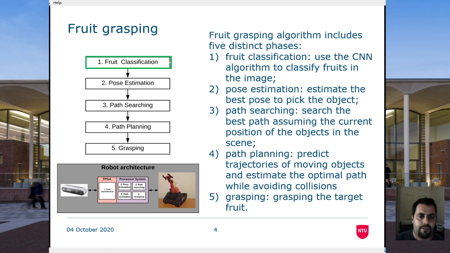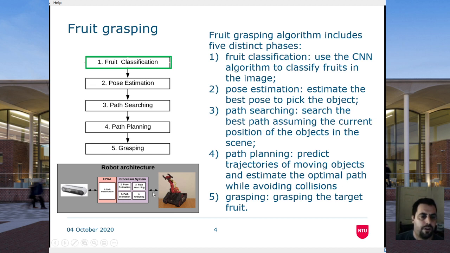Pose estimation: estimate the best pose to pick the object using a robotic arm similar to the one in the figure. Path searching: search the best path assuming the current position of the object in the scene. Path planning: predict the trajectories of moving objects and estimate the optimal path while avoiding collision with these objects. And finally, grasping the target fruit.